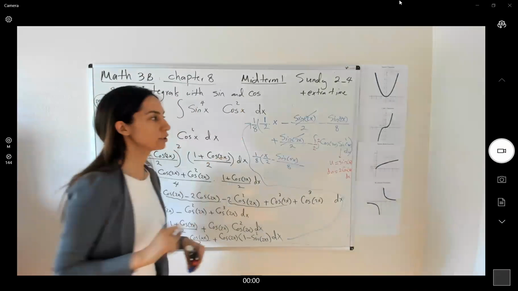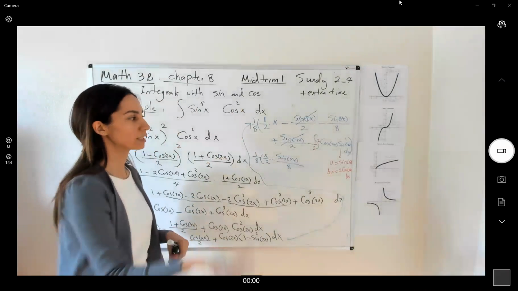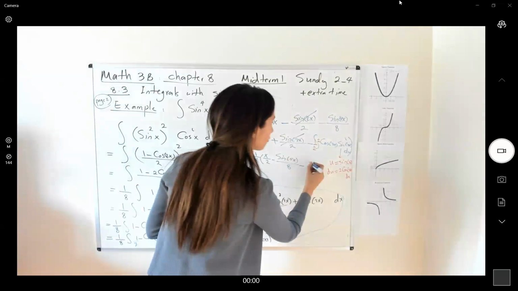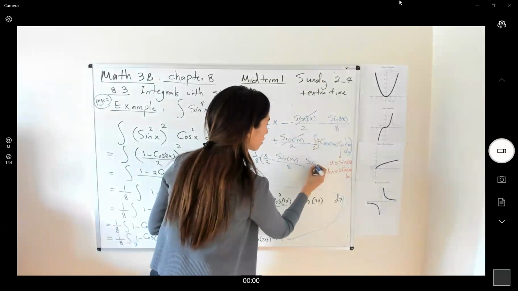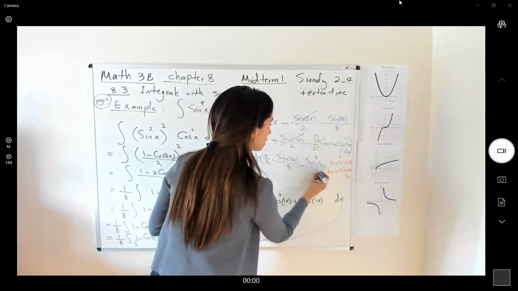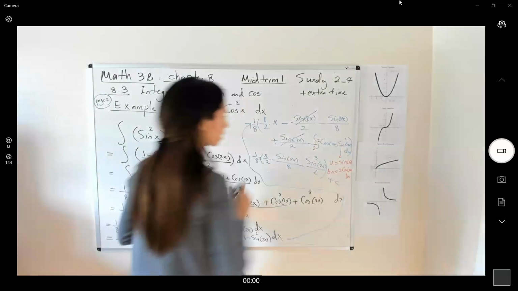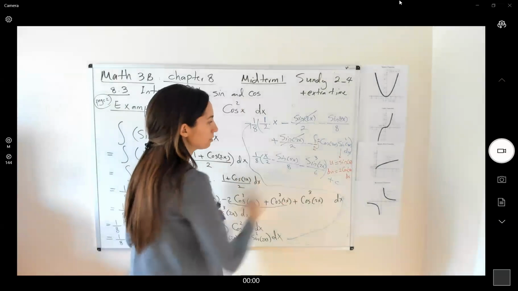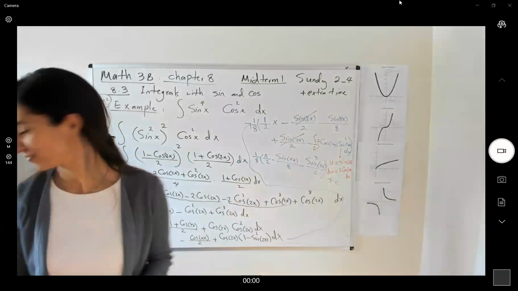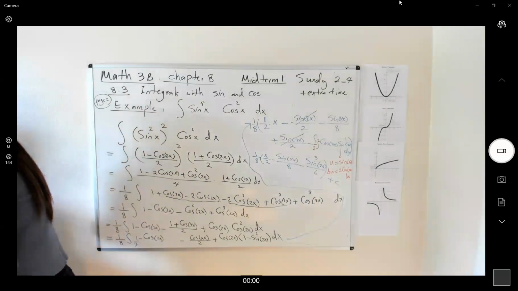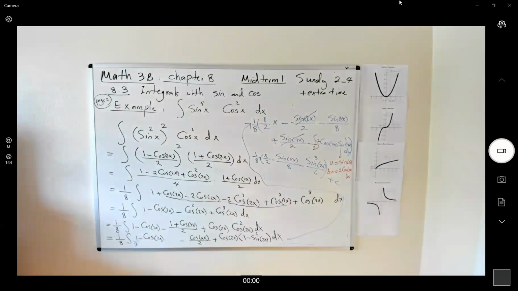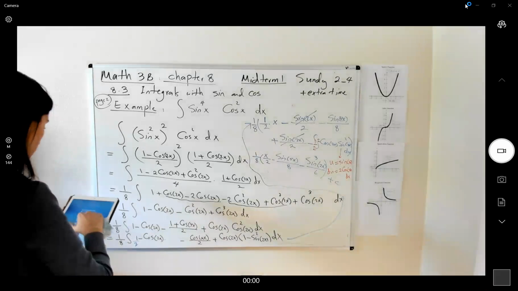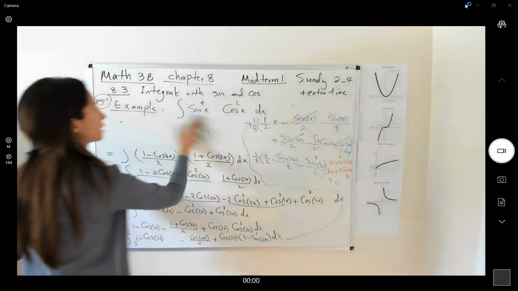So if sine 2x is your u, you get a third times a half u to the third. Sine cubed 2x divided by 6 plus constant of integration. Then we can distribute 1 over 8 here and simplify this more. Next example.